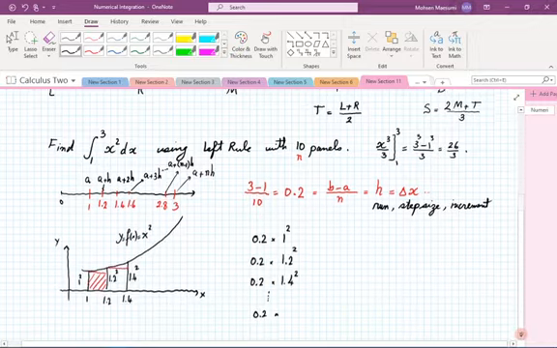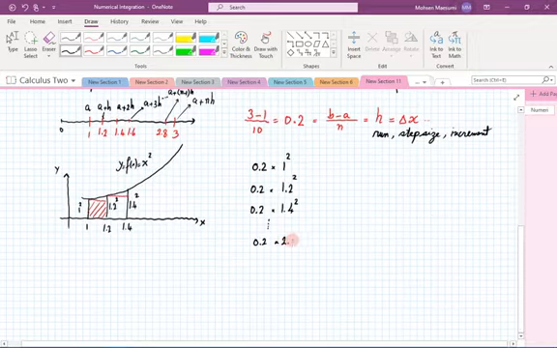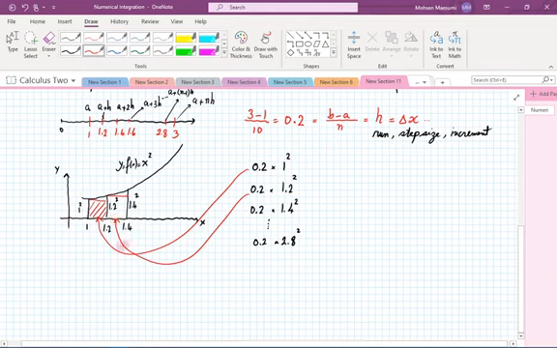So what happened here, this was the area of the first, this was the area of the second, and so on. So we go all the way to the very last. The last one is from 2.8 to 3, but I'm building it on the left side. So the height of this is determined from the left, so it's 2.8.